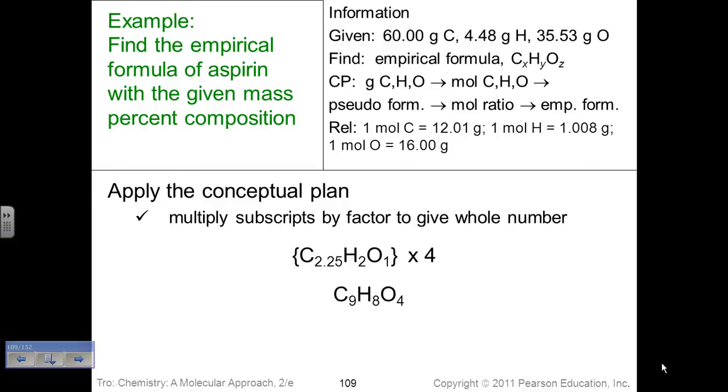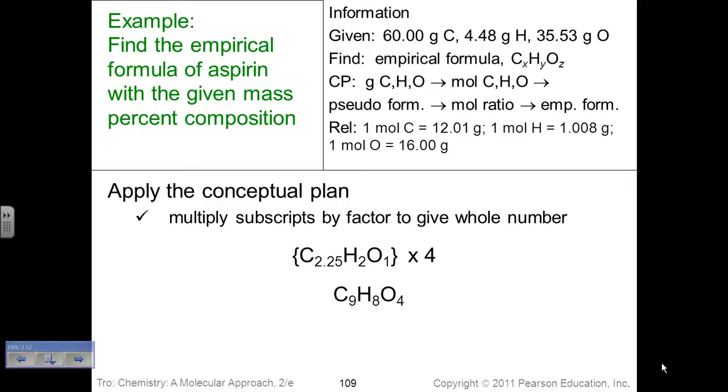2.25 times 4 gives us a subscript of 9. 2 times 4 gives us a subscript of 8. And oxygen comes out as a value of 4. Aspirin's empirical formula, C9H8O4, the lowest subscript ratio possible.